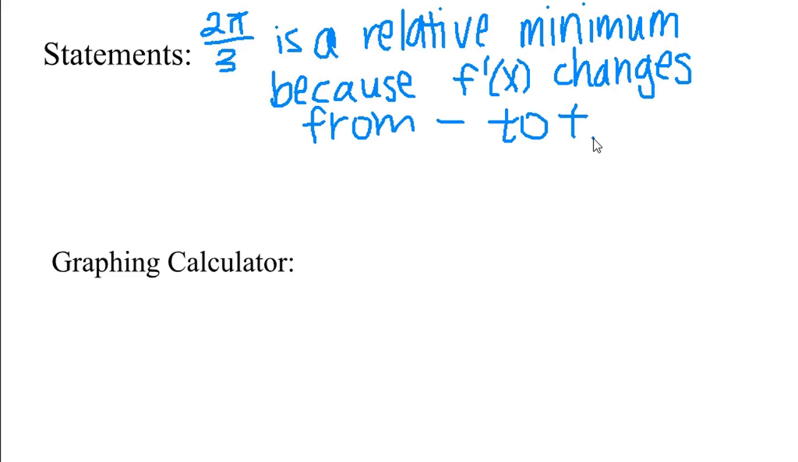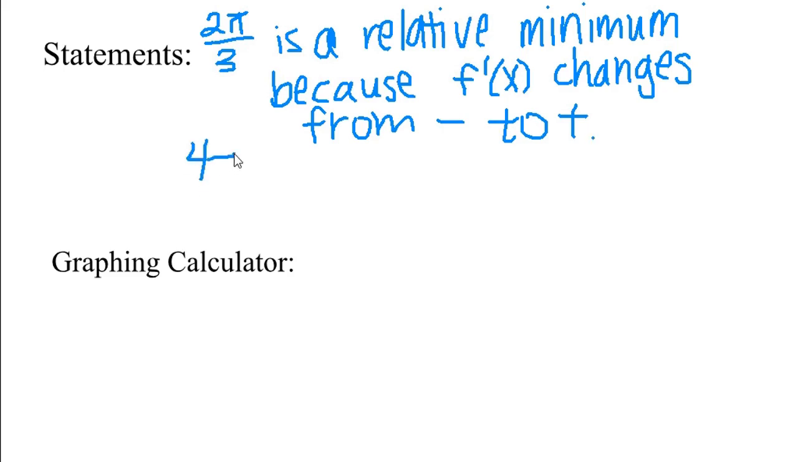I could also say this statement, that it's a relative minimum because f of x changes from, and then talk about the rate of f of x. So I could say f of x changes from decreasing to increasing. So I could use that language as well. But if I'm going to state the derivative, then I have to directly talk about its sign. If I said f prime of x is decreasing, that would actually be talking about acceleration. It would be talking about the second derivative.